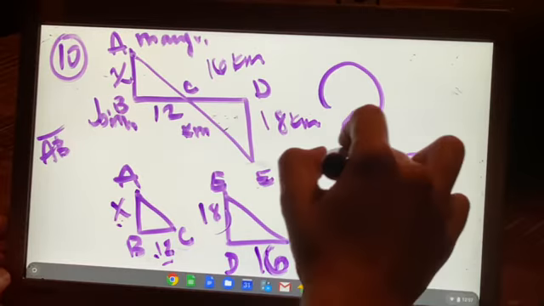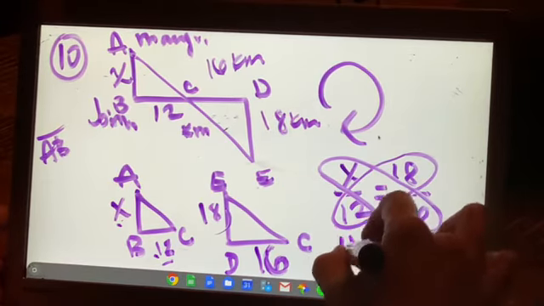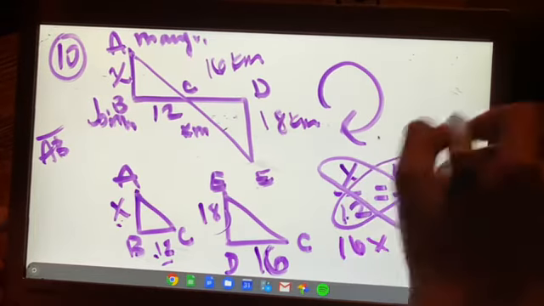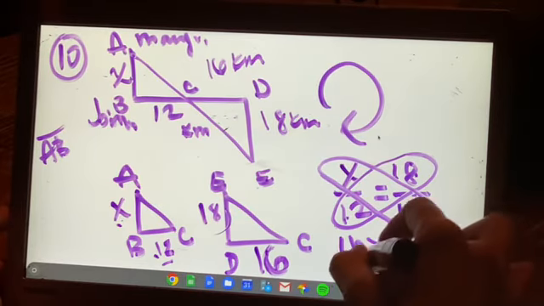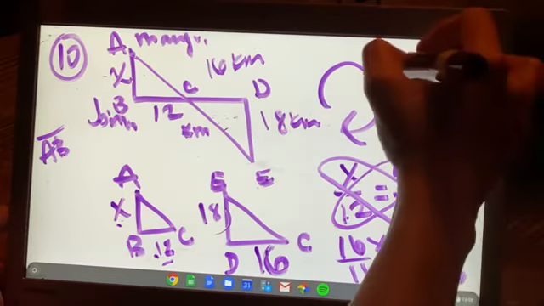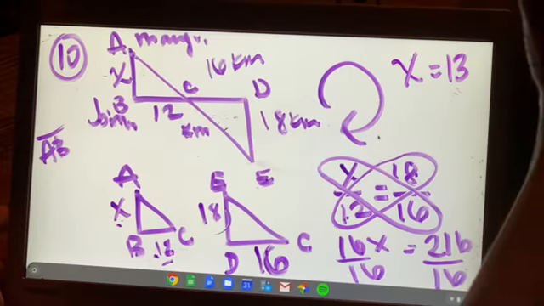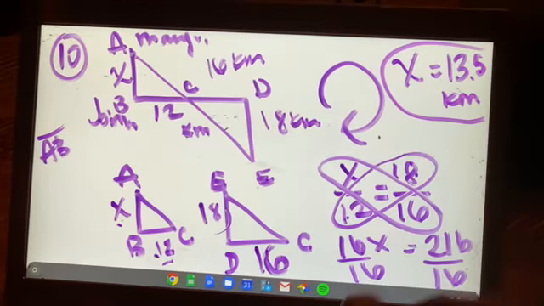So I'm gonna cross multiply. Do you remember when we looked at why this works? You would be doing the same thing if you solved it in more slow steps, but this is perfectly fine and it's going to get us the same answer. So we get 16x equals, so 12 times 18 is 216. So we're going to divide by 16. All right, so 216 divided by 16 is 13.5 kilometers. So the answer for that one is 13.5 kilometers.